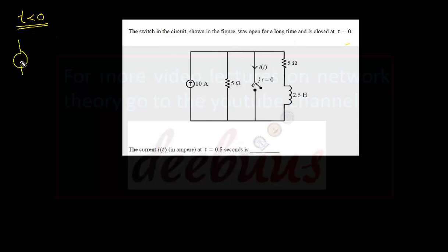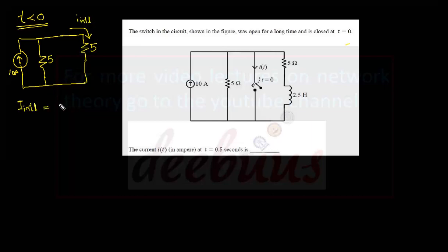So 10 ampere, 5 ohm, and the switch was open. Again another 5 ohm. As steady state is attained, the inductor is a short circuit. So in this path, we can calculate the initial current. The initial current is 10 ampere into the opposite branch resistance 5 divided by total resistance 5 plus 5, 10. So it turns out to be 5 ampere. So 5 ampere is the initial current flowing in the circuit.